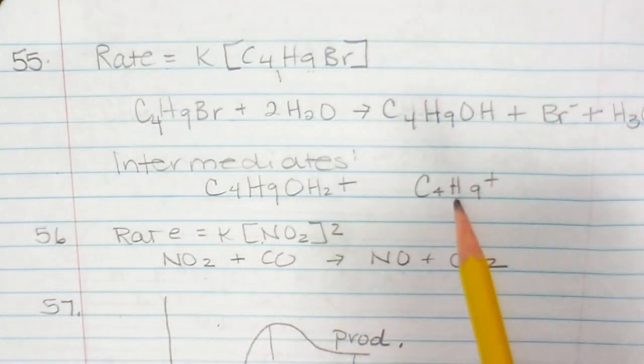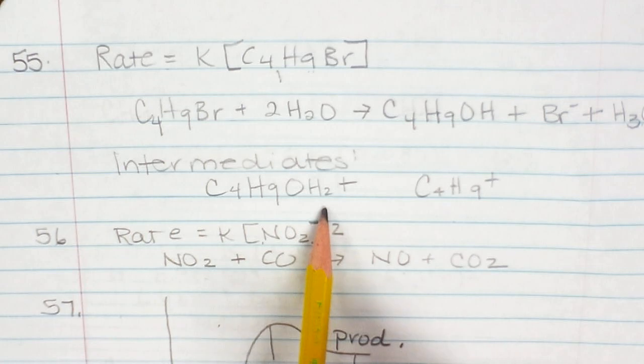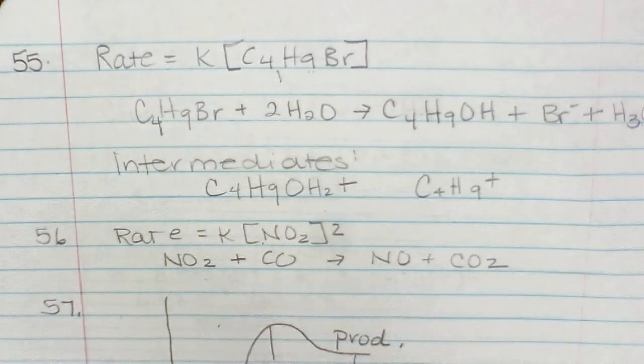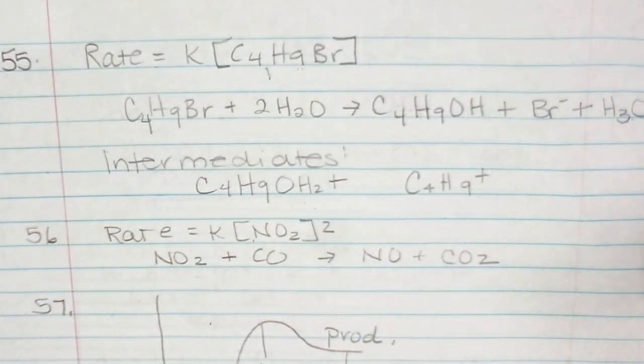Okay? Now, the next question was, what are the intermediates? Produced and then used up. So cancel, I put boxes around them, and there they are, the two intermediates. Okay?